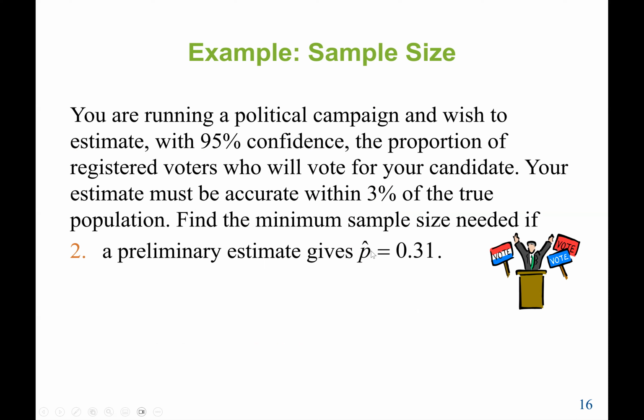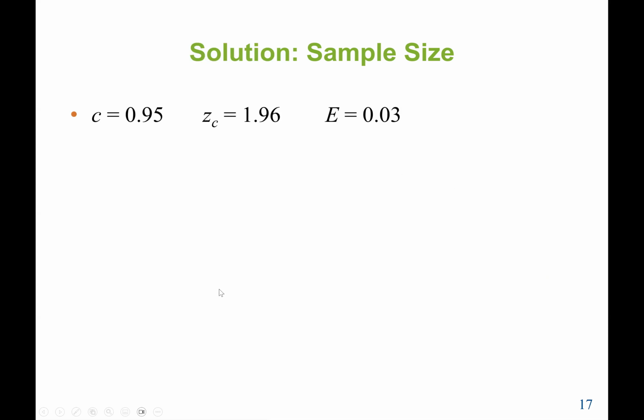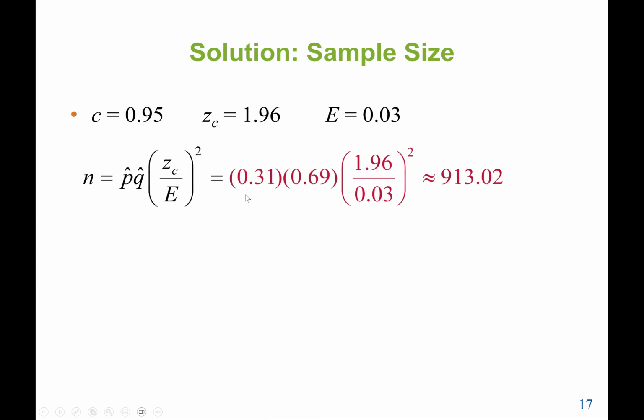In the previous example, the p-hat was not given, so we set the p-hat to be 0.5 and the q-hat to be 0.5. Now, since the p-hat is given to be 0.31, it means the q-hat will be 1 minus 0.31, so that will give us 0.69. And then we can still get Zc. The confidence interval is 95%, so c is 0.95. Zc will give us 1.96 because the alpha value will be 5%, or 0.05. And E is given to us as 0.03. So this means we can find the n.